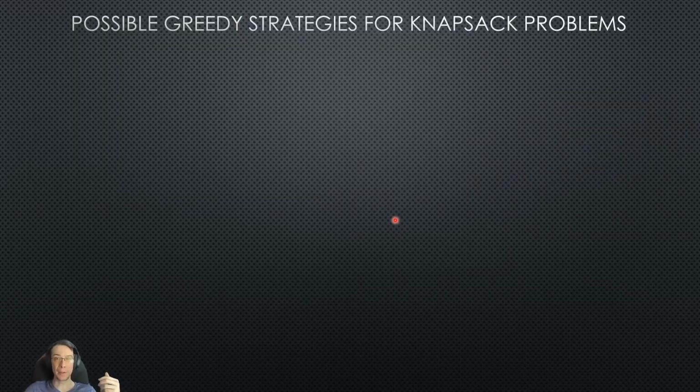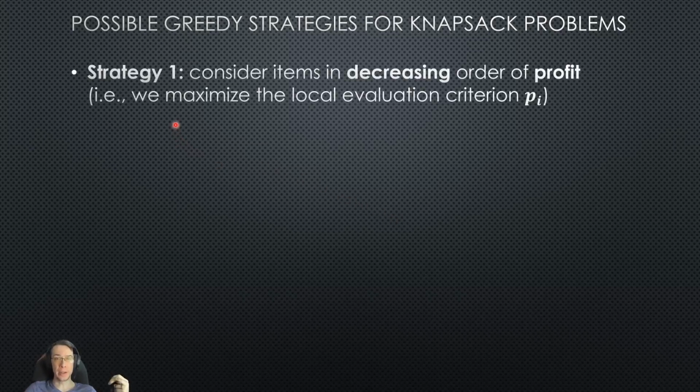Okay, so let's talk about a couple of possible strategies that a greedy algorithm could use to try to tackle the rational knapsack problem. Our first strategy is going to involve considering items in decreasing order of profit. In other words, we're going to try to maximize our local evaluation criterion P_i. We're always going to try to pick the item that has the largest profit and place it into our bag if we can. Otherwise, we will place as much of it into our bag as we can. And if there's room left in our bag, if we take the whole item and there's room left in the bag afterwards, then we'll find the next highest profit item and put as much of that into our bag as we can and continue. So this seems maybe at first glance like a reasonable strategy.